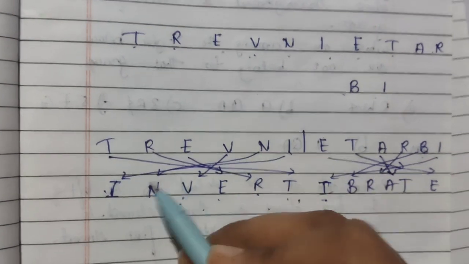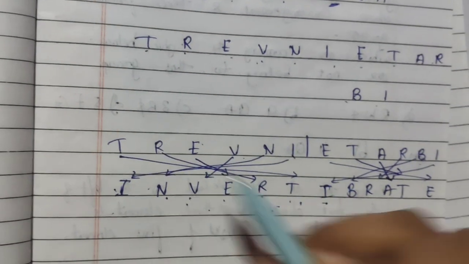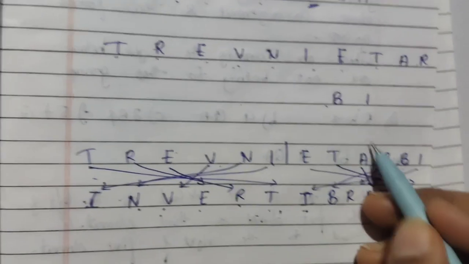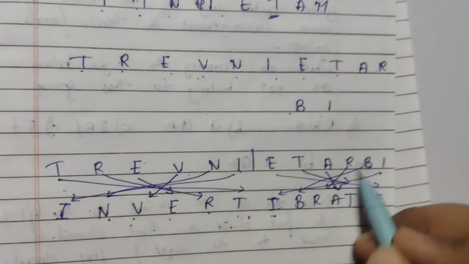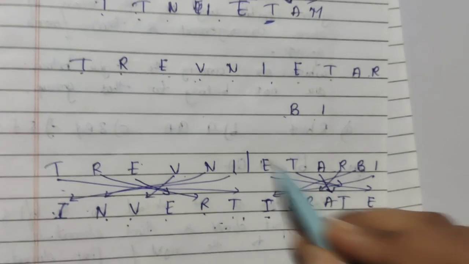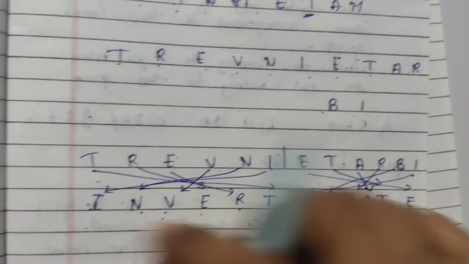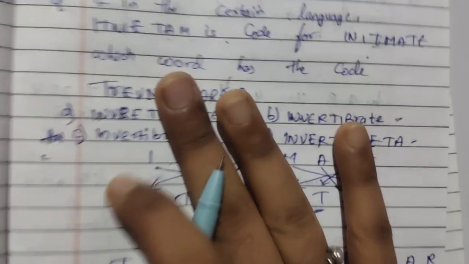This is I, that will be the first one. Next N, that will be the second. B will be third. E will be fourth. R will be fifth, and then T will be sixth. Now from the last six letters: I will be first, B second, R third, I fourth, T fifth, E sixth. So our answer will be invertebrate. That is the option.